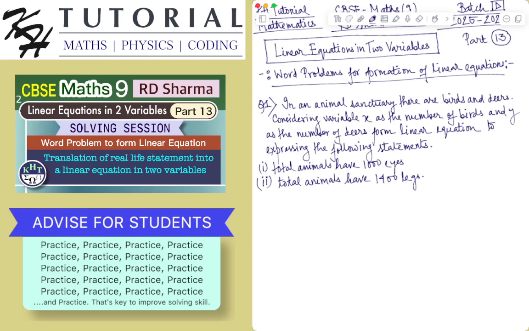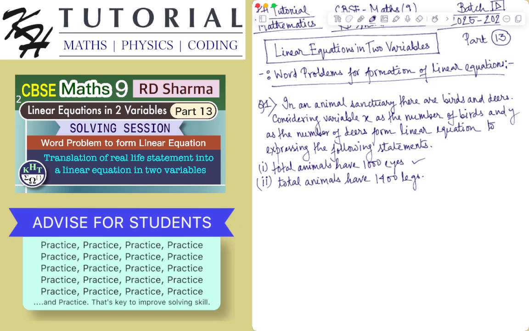Okay, so from the basic concepts we have to form a linear equation in two variables that will express the statement that total animals have 1000 eyes. We know that a bird has two eyes, and also a deer has two eyes.